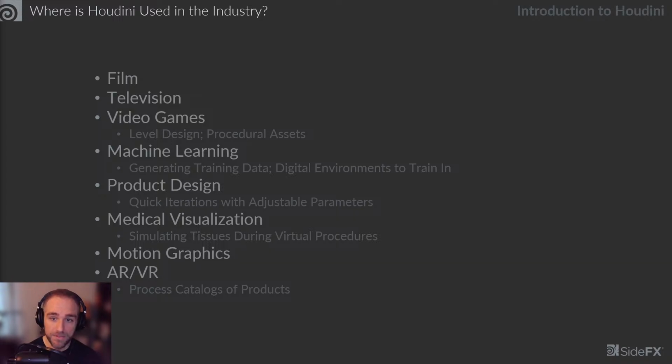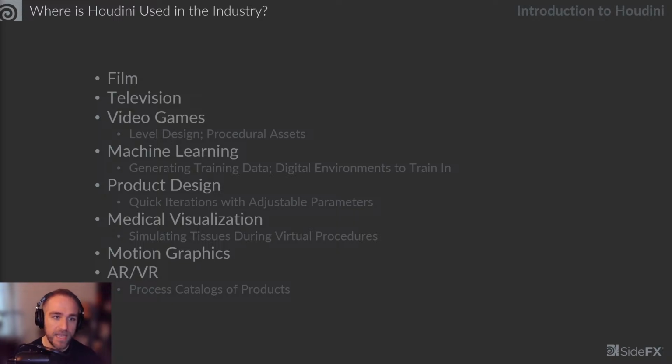Machine learning, it's very popular for that, to create training data or environments to train in. You could imagine if you had a self-driving car or something like that, and you wanted to create a bunch of cities for this vehicle to test it in driving, you can actually create these different worlds. And as you change the parameters of those cities or worlds, it'll update and you can get different options to train your data on.